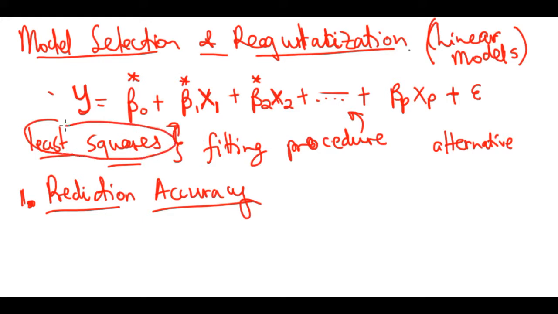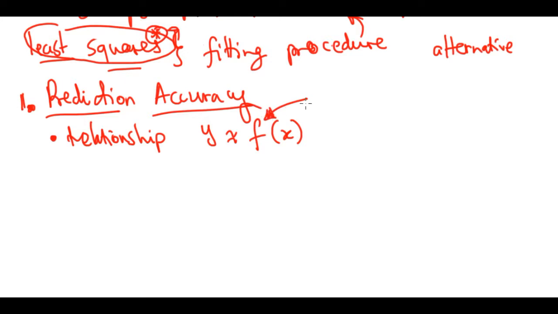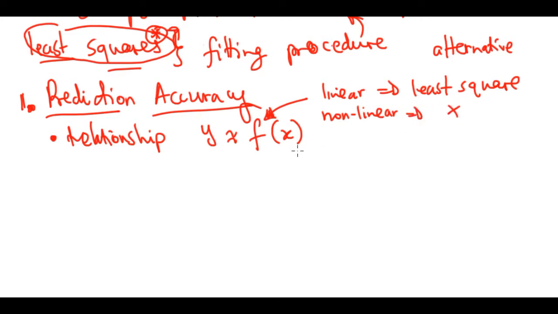But if the relationship is not linear, least squares will have high bias and it will lead to low prediction accuracy. So least squares is affected by the shape of the relationship between y and x, which basically means the shape of my f. If my f is linear, then least squares performs well. But if my f is non-linear, least squares will usually perform badly. So the relationship is very important.